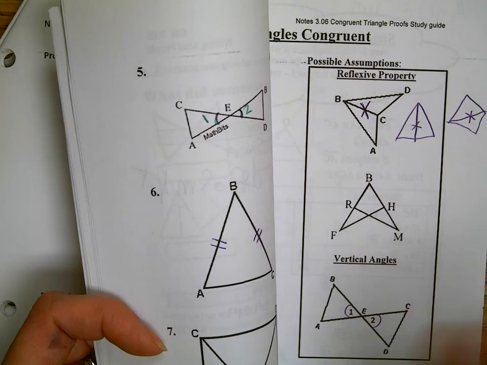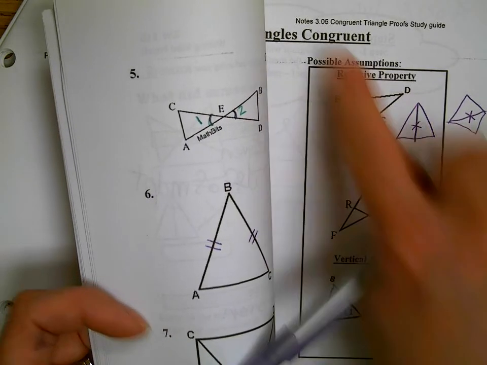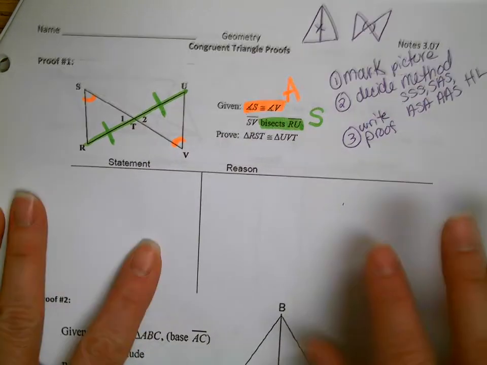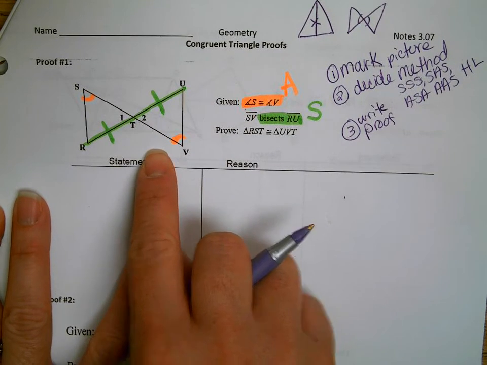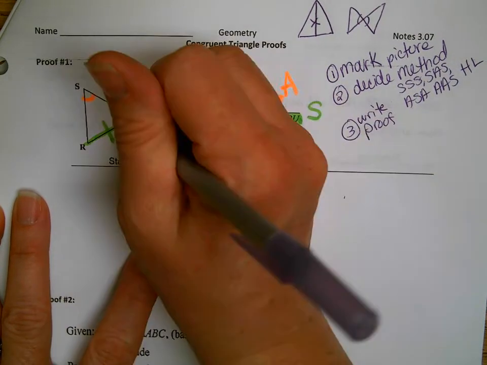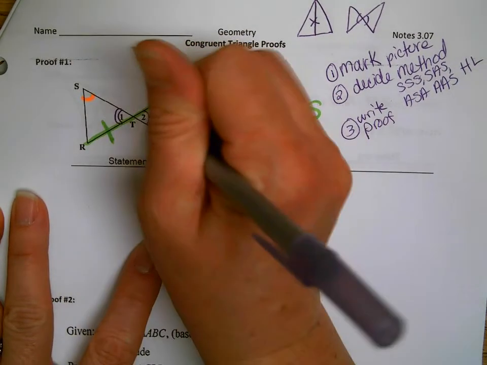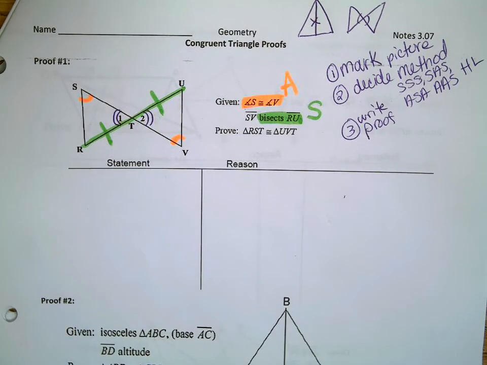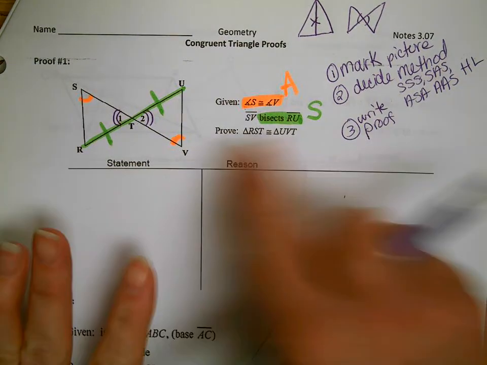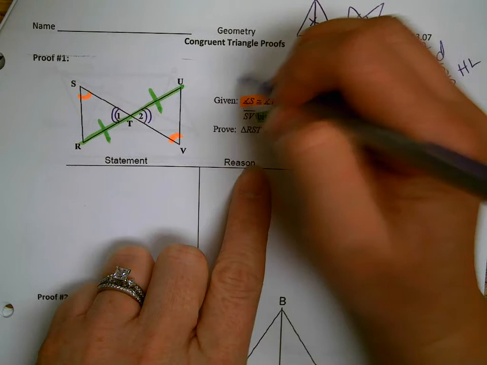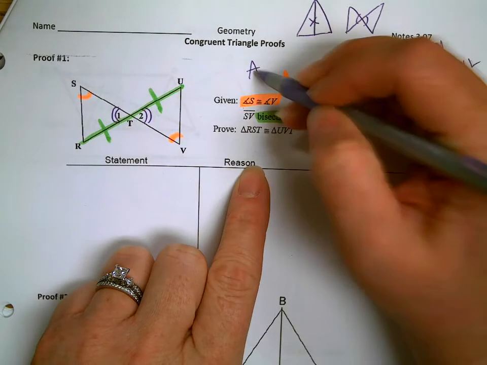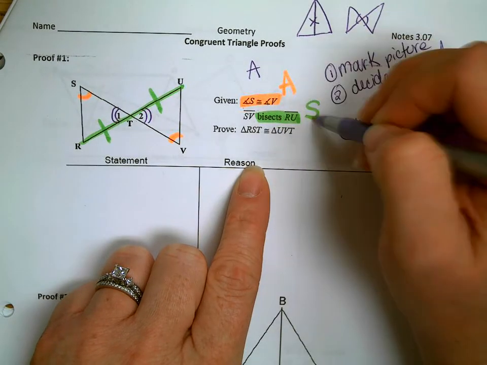Another assumption is these vertical angles. Okay, so that was back on our last notes page. So looking at our picture here, this is a case for vertical angles. It's that butterfly bow tie picture. Right? So 1 and 2 are congruent. So now we have another set of angles. So we have angle, angle, side, or is it angle, side, angle?